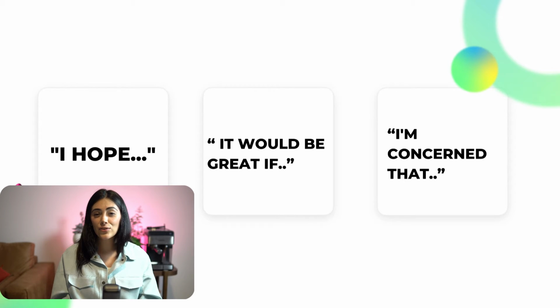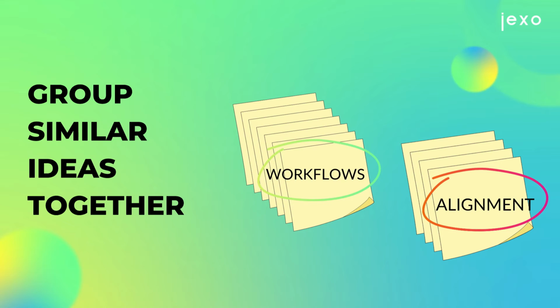Now that you have all ideas on the sticky notes, the next step is to cluster ideas. Discuss the sticky notes as a team and cluster ideas into common themes. Circle them and add a title to your cluster. For example, themes could be named workflows, alignment, constraints, and so on.